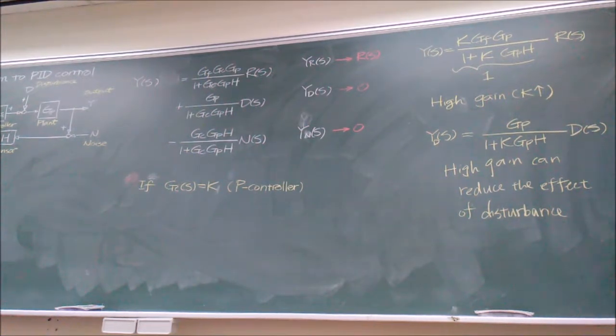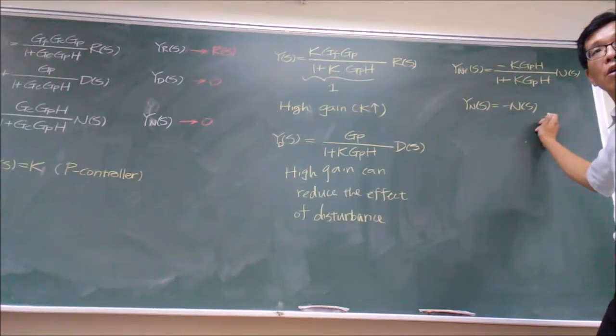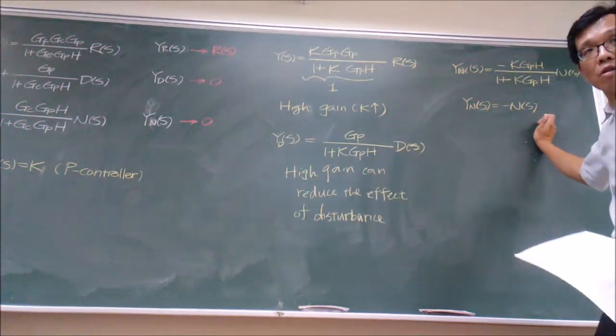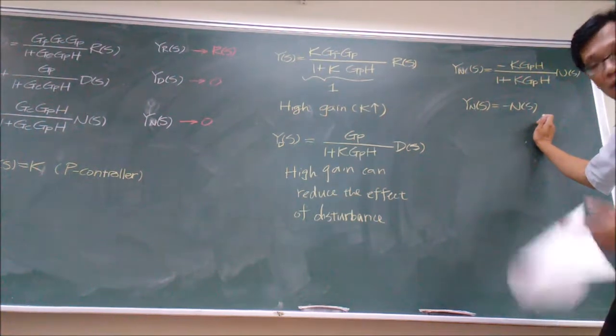However, when we talk about the noise, since K exists in both the numerator and denominator, when you increase K, you secure your R. Meanwhile, you also secure your noise. So everything becomes R plus noise. If your noise is pretty bad, your system is going to have a lot of noise. So in some sense, this is not good, right?